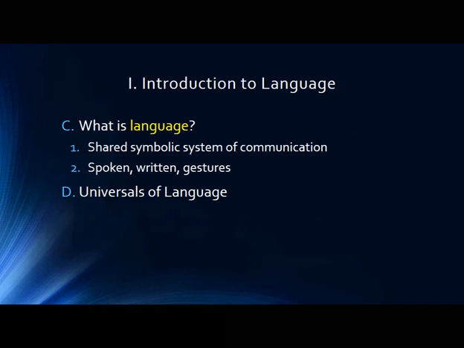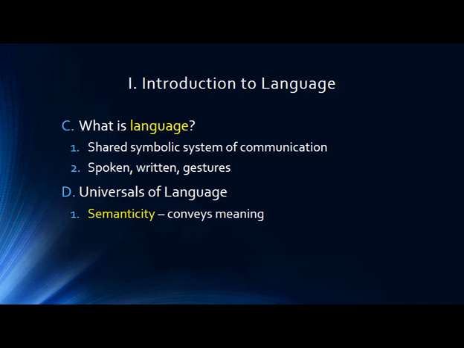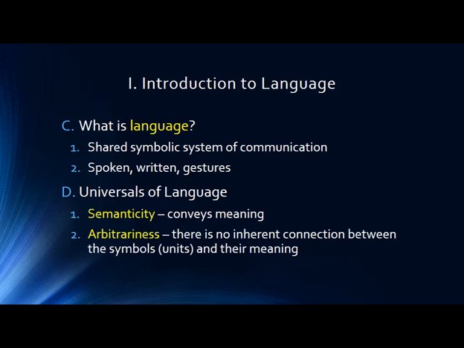So there are some universals of any language. Semanticity simply means that languages convey meaning. Arbitrariness, this is one of the universals of language, is that there's not necessarily an inherent connection between the symbols and their meaning.